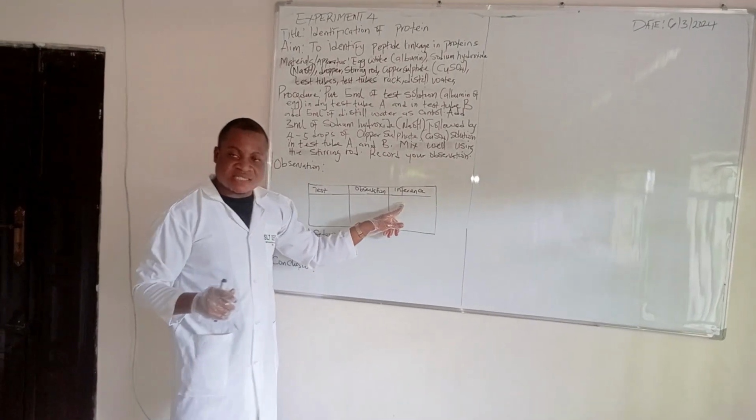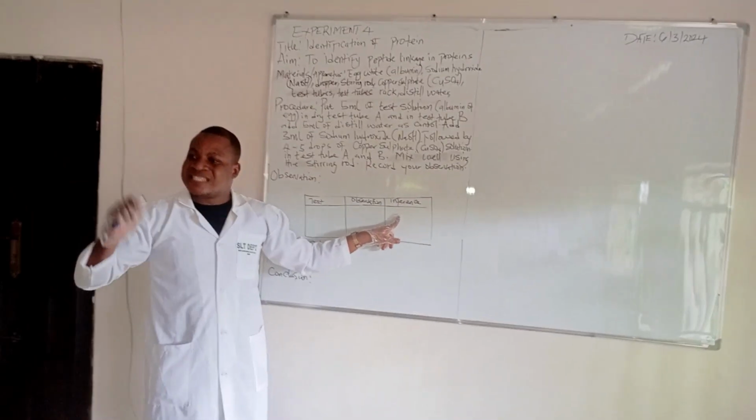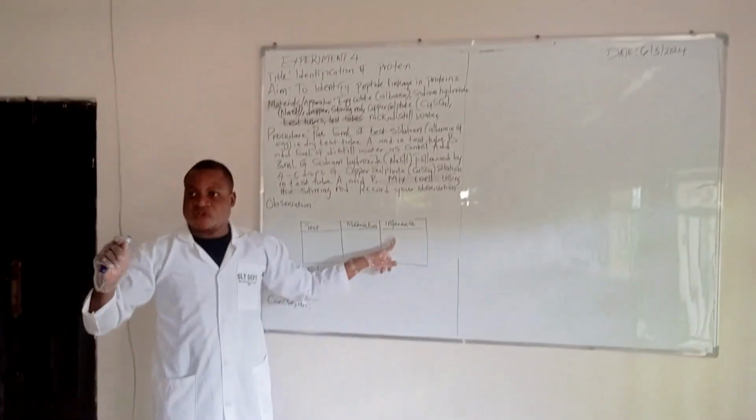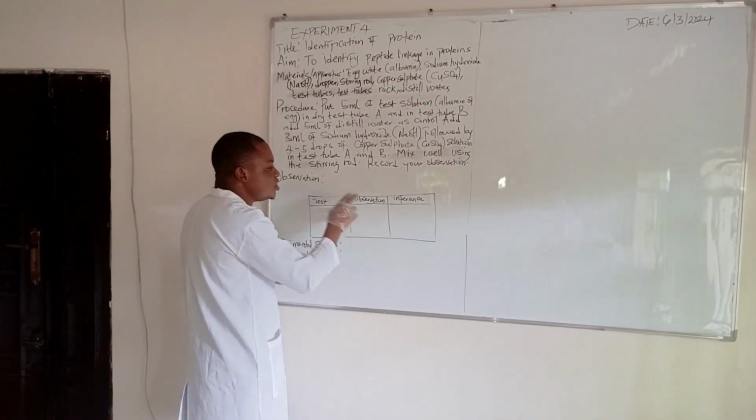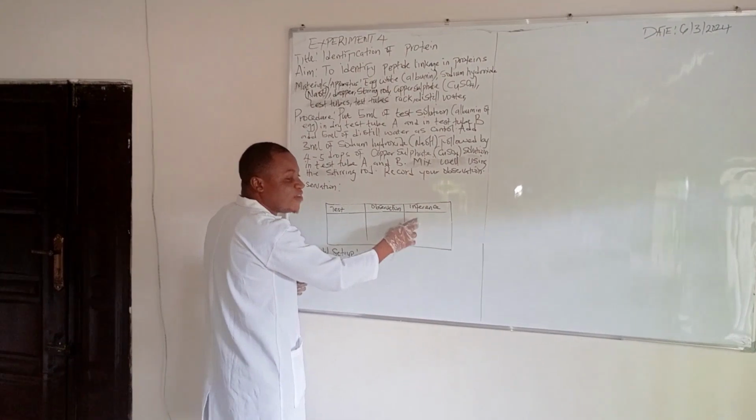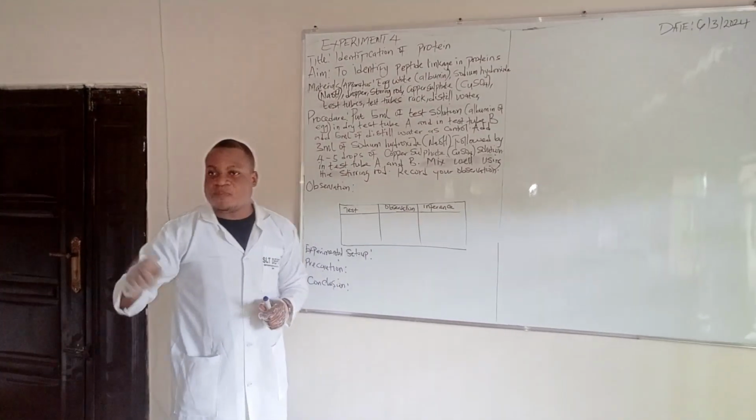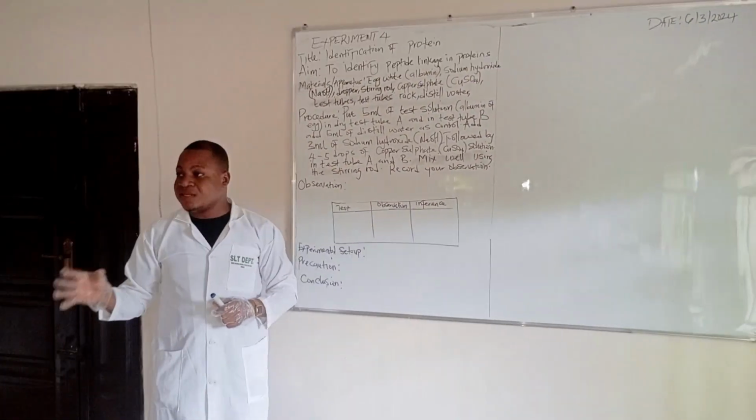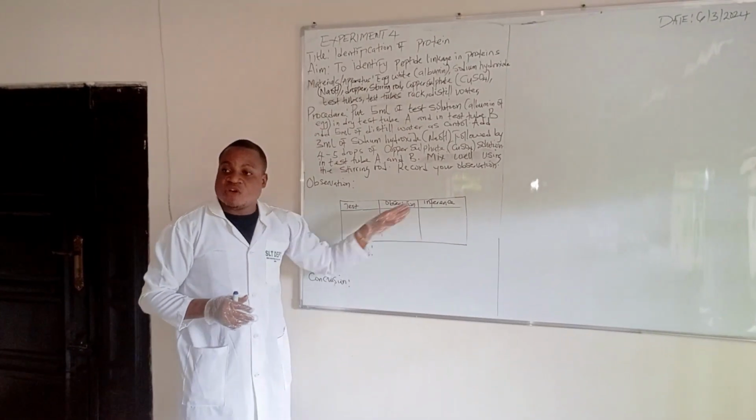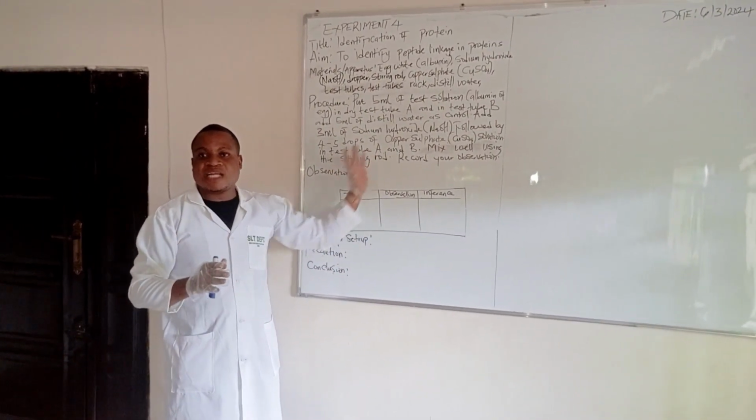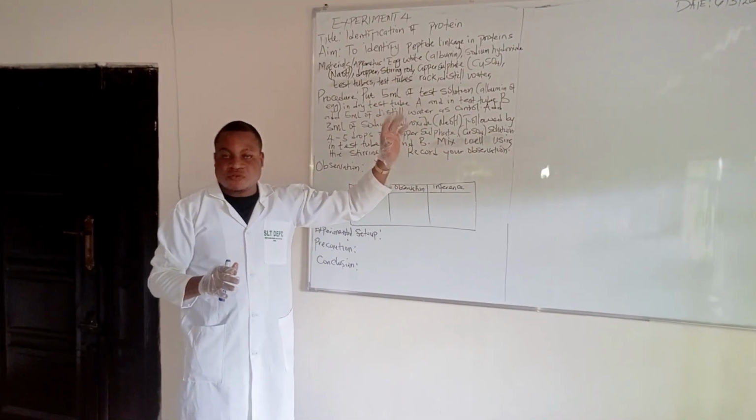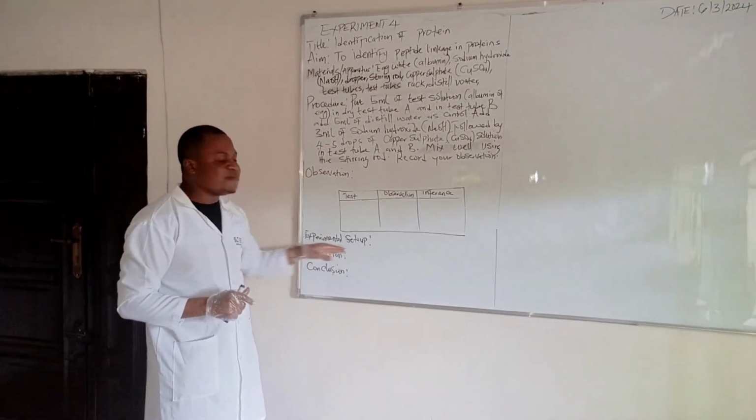Now the inference is to state what you've also observed. Now stating it, you said the test, the observation, the inference will be presence of protein. That's your inference. The observation is the color or whatever you see when you carry out the procedures that are given.